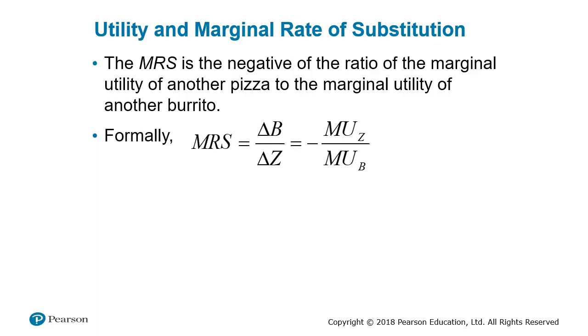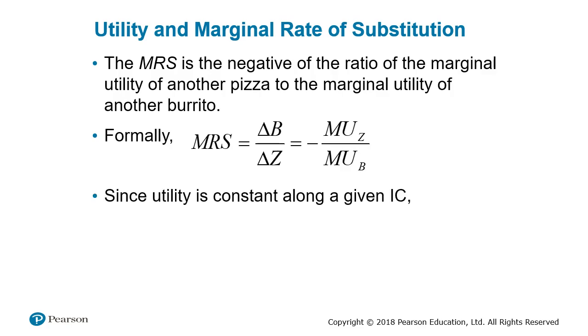So the MRS, or the slope of the indifference curve, change in burrito consumption over change in pizza consumption, equals the negative of the marginal utility of pizza over the marginal utility of burritos. Or more generally, the negative of the ratio of the marginal utility of the horizontal axis good over the marginal utility of the vertical axis good.